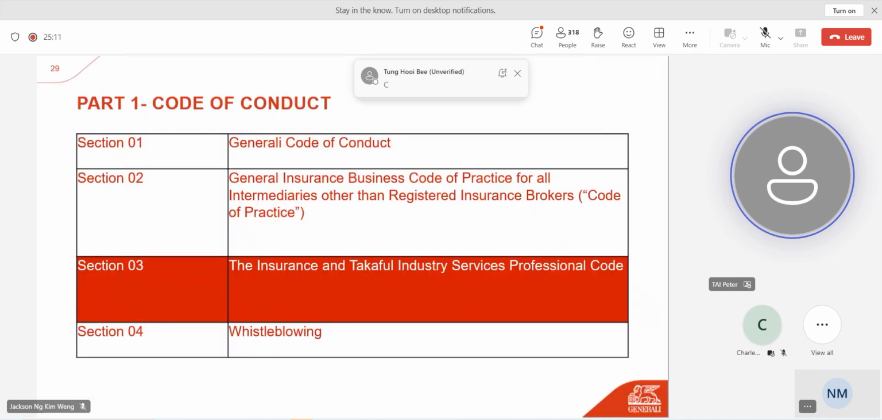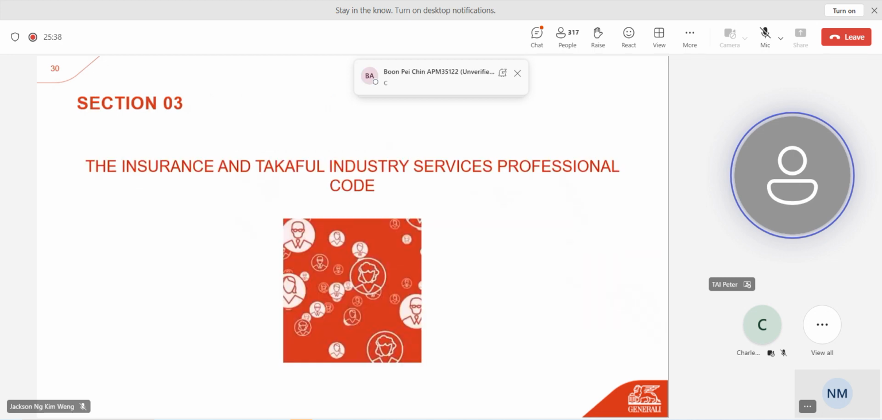Okay, now we come to section 3. Section 3 is about the Insurance and Takaful Service Professional Code. You're going to hear a lot of repetition from the general insurance and also the insurance and takaful industry. There is a lot of repetition of what I've said just now, but never mind, we just go through it again so that it will be deeply embedded in you. Okay, let's go. Section 3.